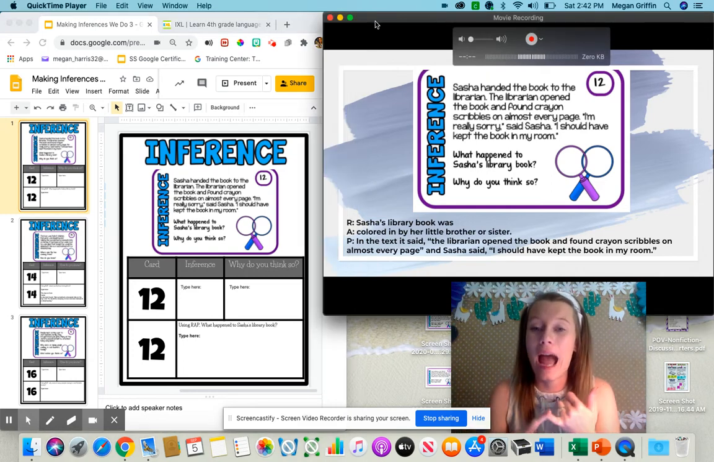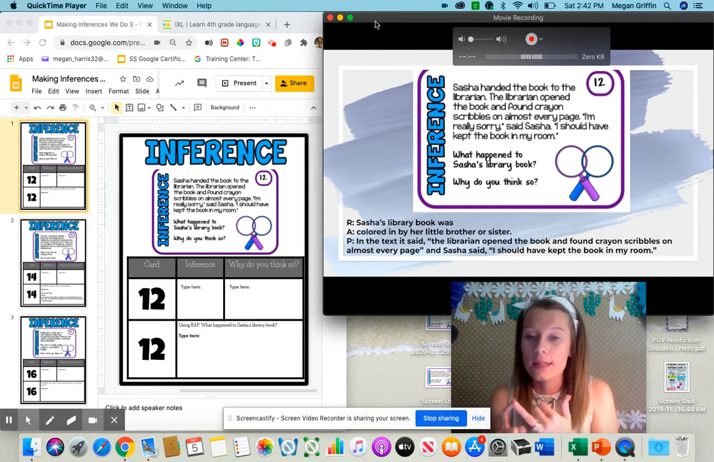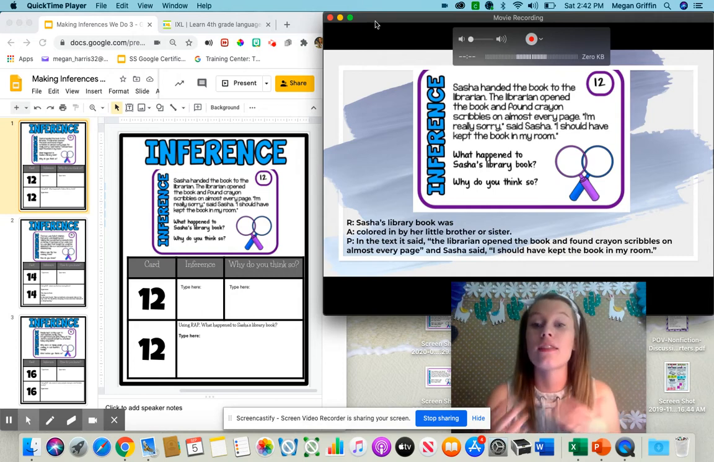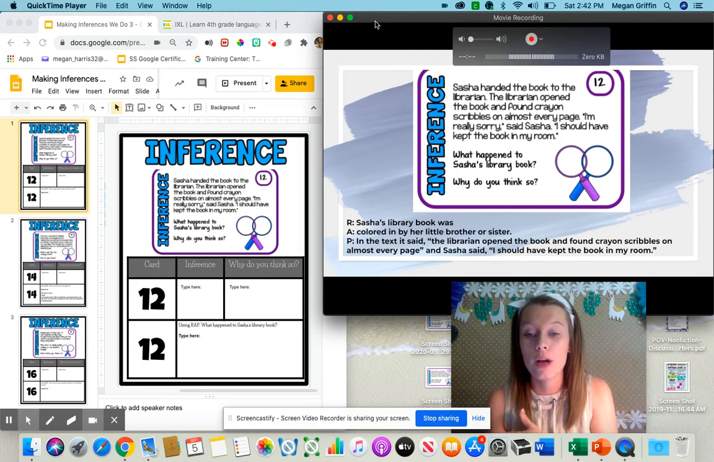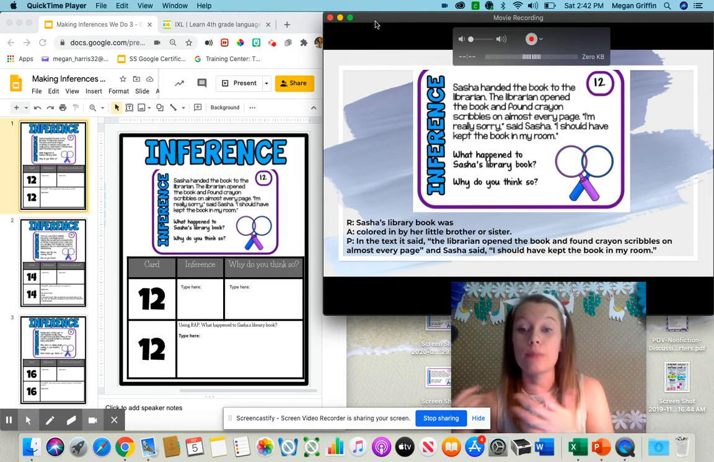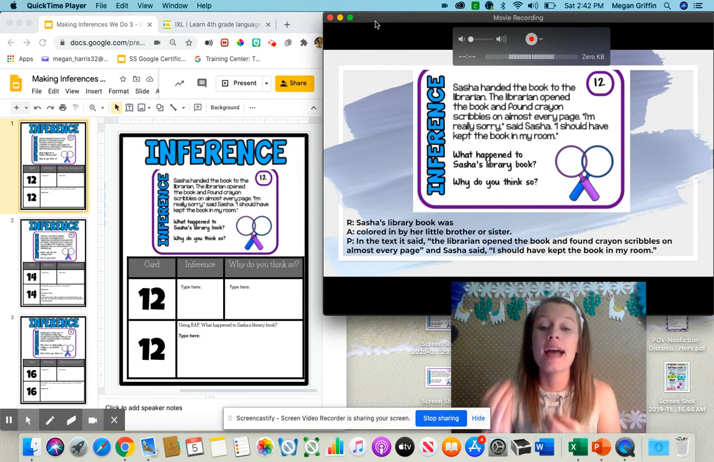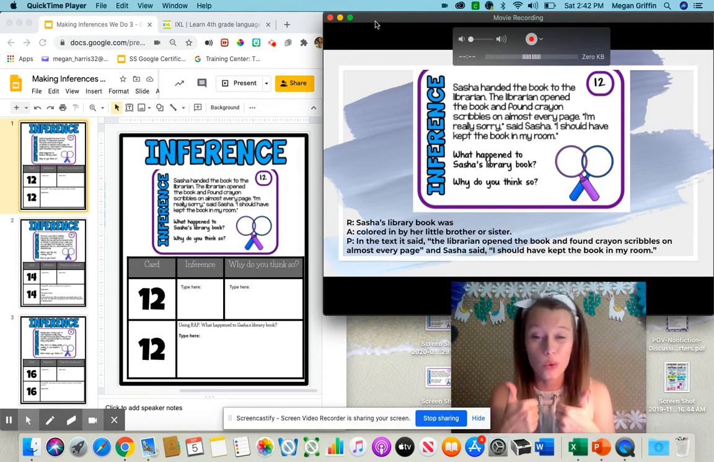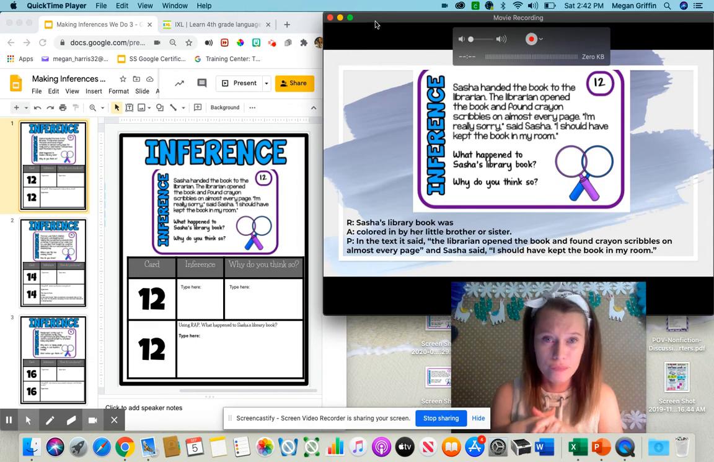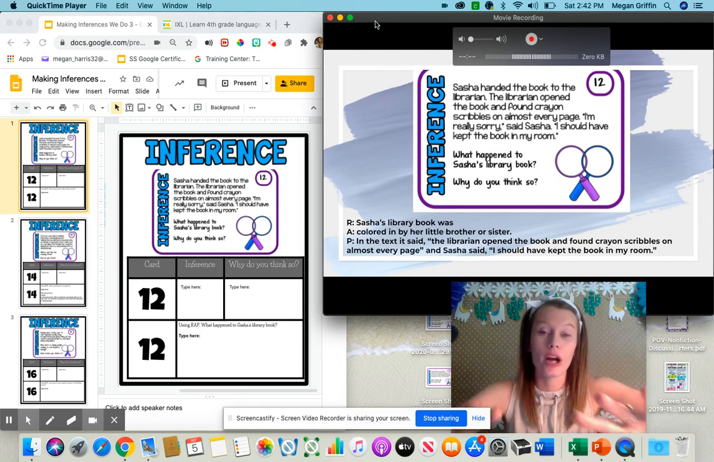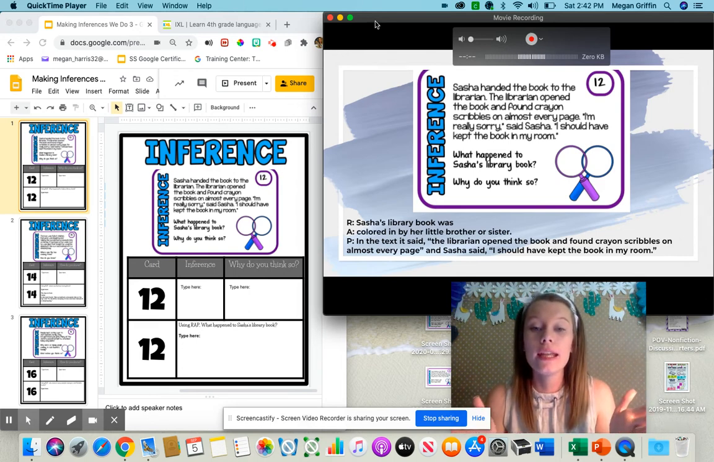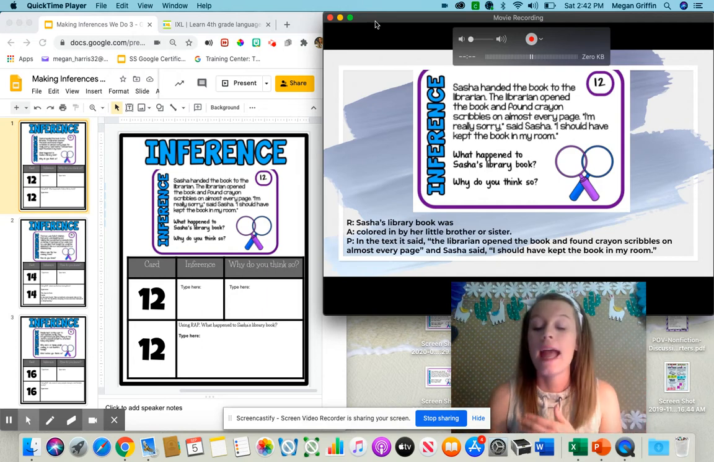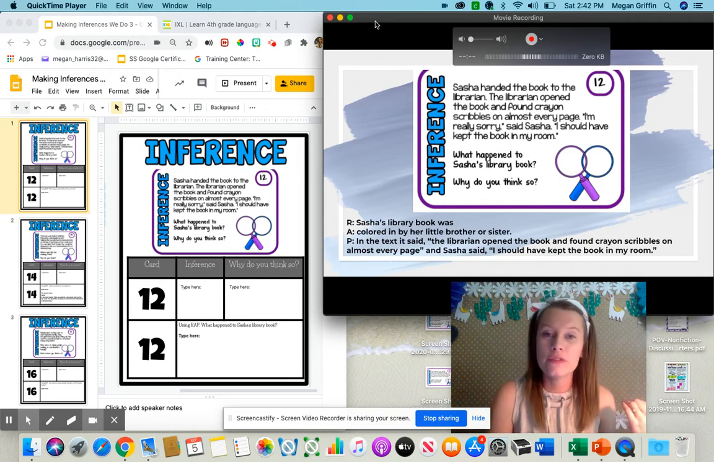So it says, what happened to Sasha's library book? Sasha's library book was. Or if you wanted to restate it and say the thing that happened to Sasha's library book was, or what happened to Sasha's library book was. As long as you are letting me know that you're talking about Sasha's library book, I'm cool on the restate, okay? Our answer, we're going to put our inference in that slot, colored in by her little brother or sister. And your answer is going to sound a little bit different than mine.